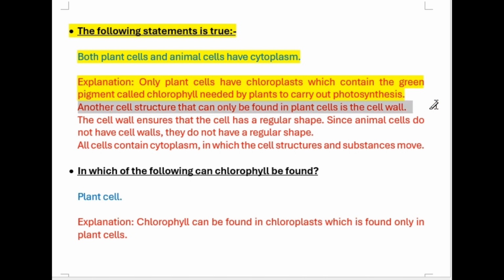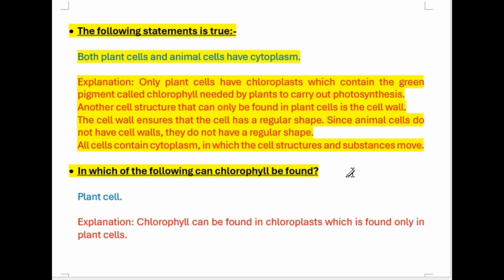Another cell structure that can only be found in plant cells is the cell wall. The cell wall ensures that the cell has a regular shape. Since animal cells do not have cell walls, they do not have a regular shape. All cells contain cytoplasm, in which the cell structures and substances move.